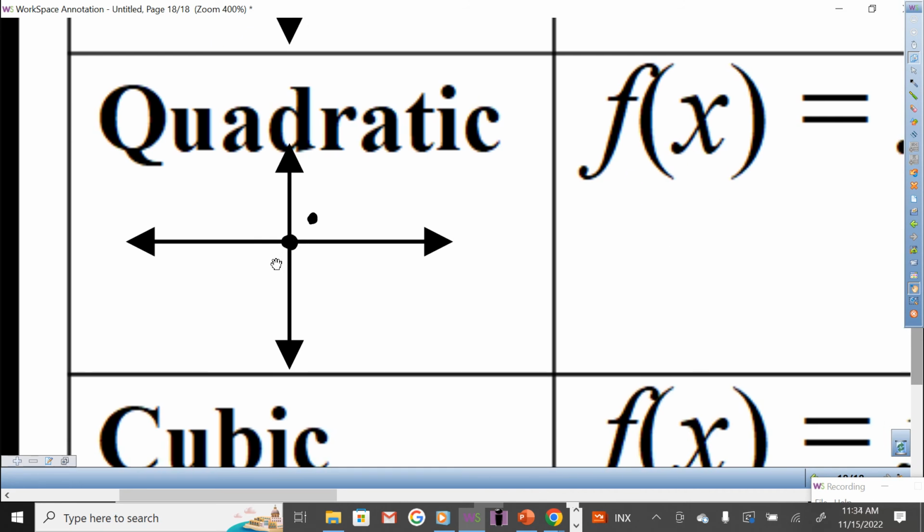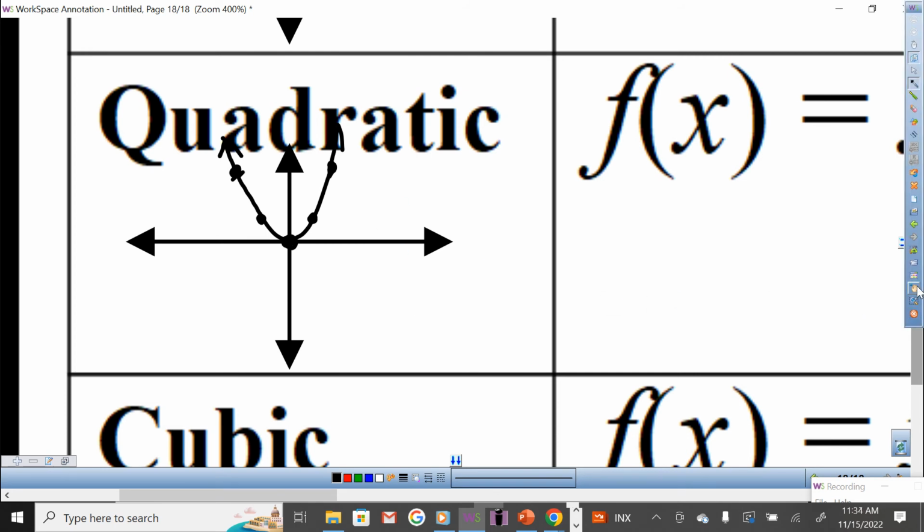What are my first 2 points? 0, 0, 1, 1. What I'm trying to convey here is that all parent functions have 2 points in common. Tell your neighbor what they are. 0, 0, and 1, 1. All right. However, this ends up being a parabola that looks like this, which means I need a negative 1, 1, and I need a 2, 4, negative 2, 4. That's our parent function for f of x equals x squared.